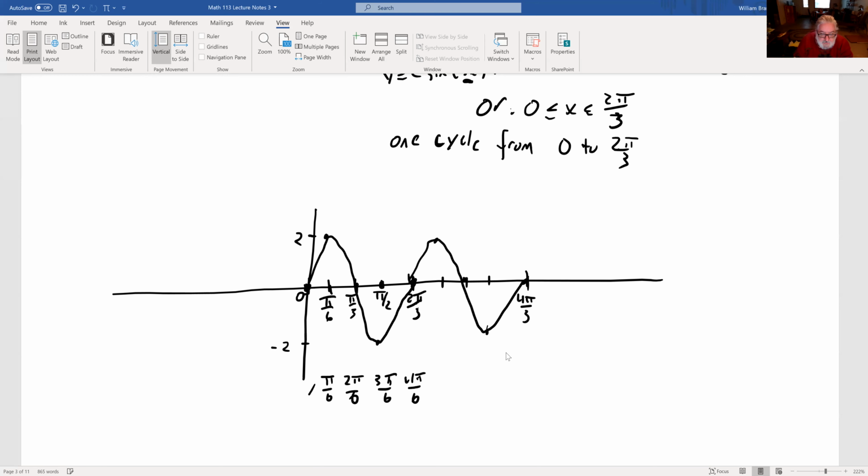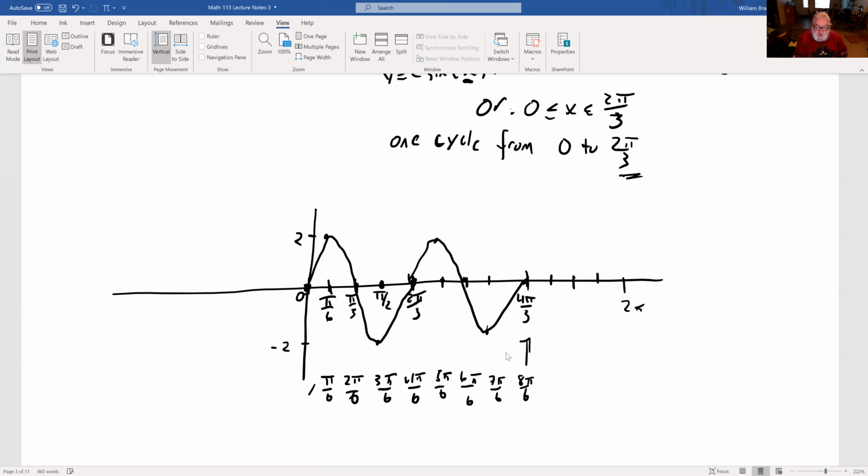Well, we're still counting by pi over 6. So this point here is x is 5 pi over 6. This is 6 pi over 6, which is the same thing as pi. 7 pi over 6. Then 8 pi over 6. And 8 pi over 6 is 4 pi over 3 if you simplify it. So if we add one more 2 pi over 3, because that's the length of my cycle, right? Length of cycle is 2 pi over 3. You get 6 pi over 3, and that's in fact 2 pi.